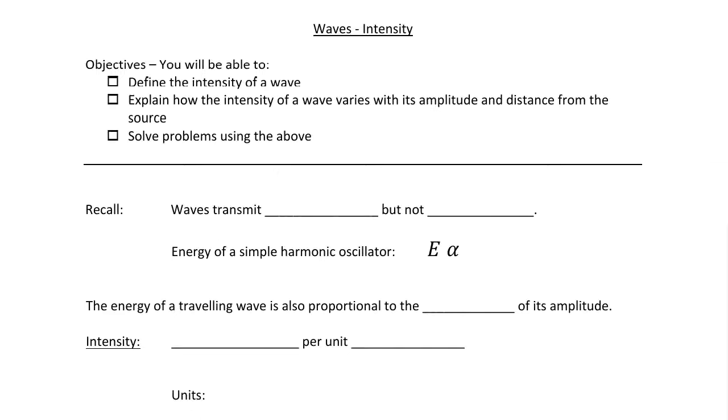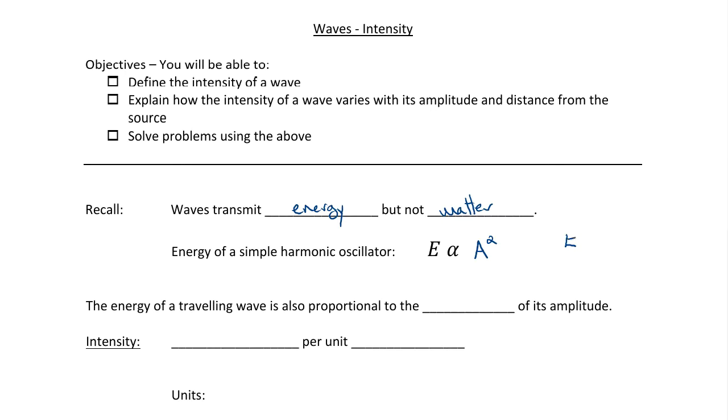This lesson is about the intensity of waves. And remember that waves transmit energy, but they don't transmit matter. And also remember from our discussions of simple harmonic oscillators that the total energy of a simple harmonic oscillator is proportional to its amplitude squared.